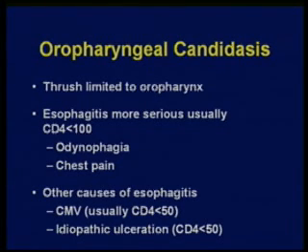Think HIV. Other causes of esophagitis that can occur in someone who's HIV infected are cytomegalovirus, usually with a T cell count under 50, or idiopathic ulceration with a CD4 count less than 50. It looks like aphthous ulcers. The ulcers are painful. They're treated with steroids or with HIV meds. But those are other reasons why someone can have esophagitis.